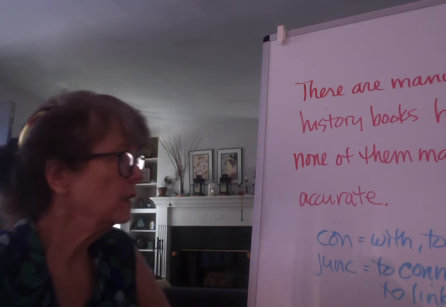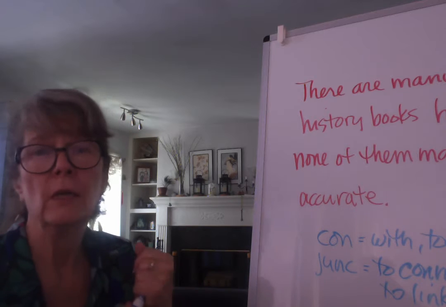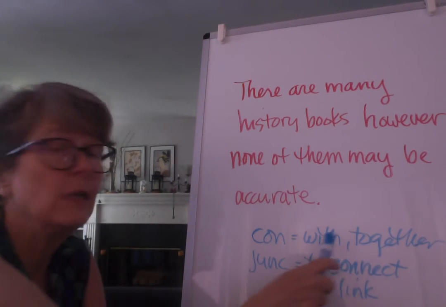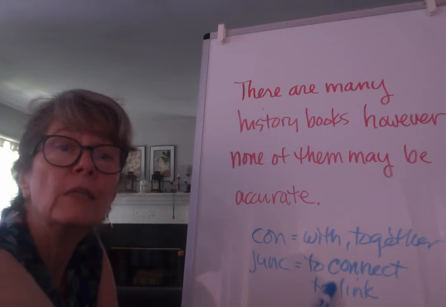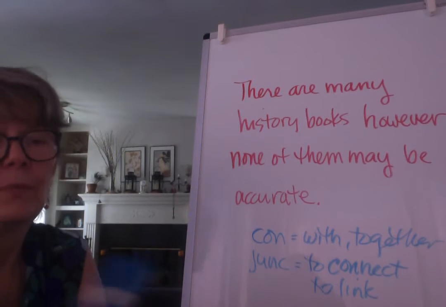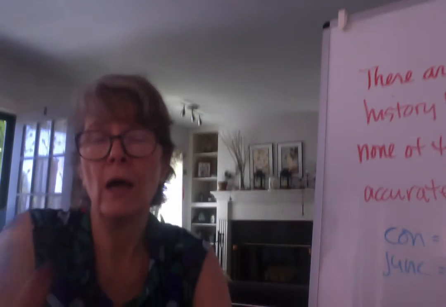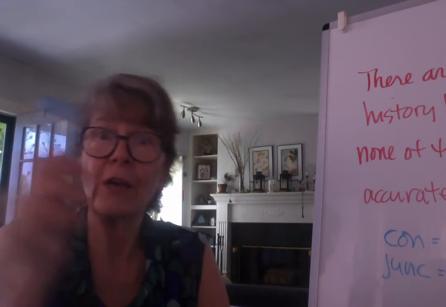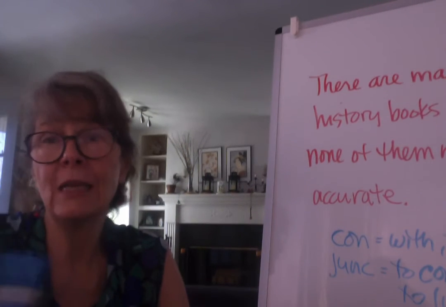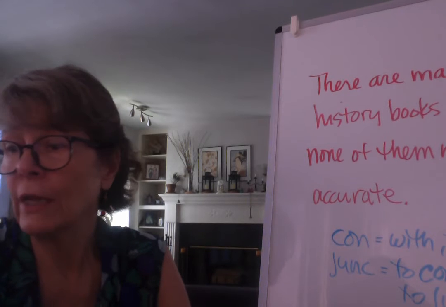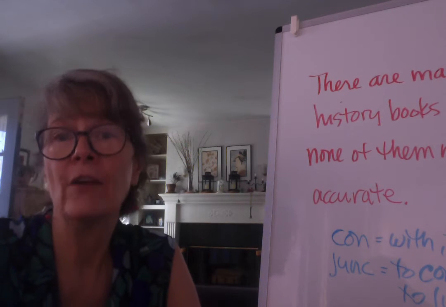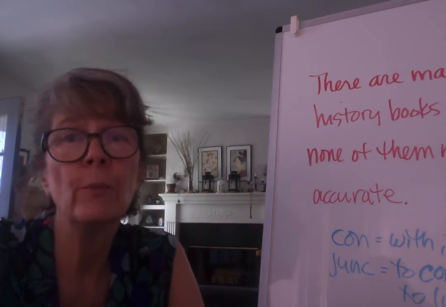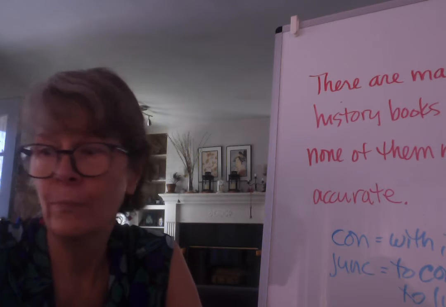So a conjunction is a thing that connects things together, right? Con means with or together. Junc means to connect or to link. So when an adverb does the job of connecting things or linking things together, we call it a conjunctive adverb. An adverb that joins things, an adverb that links things together.